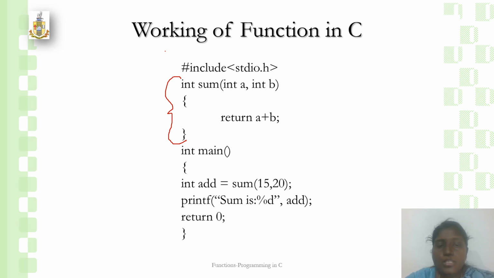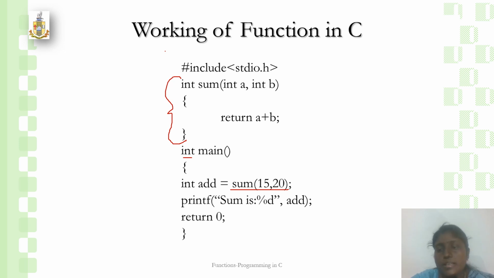Then in the main function, we have int add is equal to sum of 15 comma 20. So here it is a function call. Then after this, the printf statement has been added, and return 0. Listen here: main is a function which is an inbuilt function, and the integer int is the return type. So we definitely have to specify return 0. This must be specified in C.